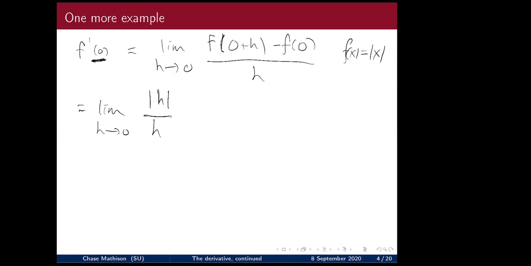And so I've actually done this limit before. You might not remember. But this limit, if we look at the function, the absolute value of h, now we're letting the horizontal axis be h. If h is a positive number, so if h is bigger than 0, then what is the absolute value of h?